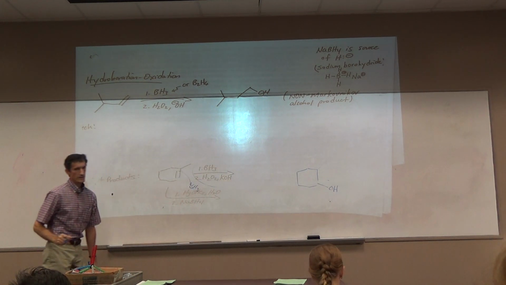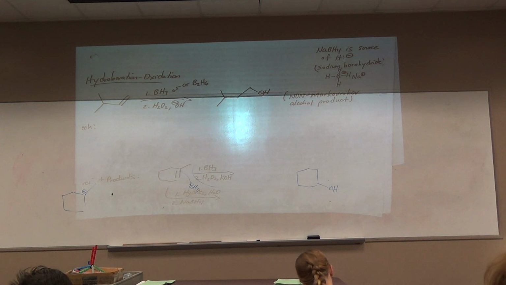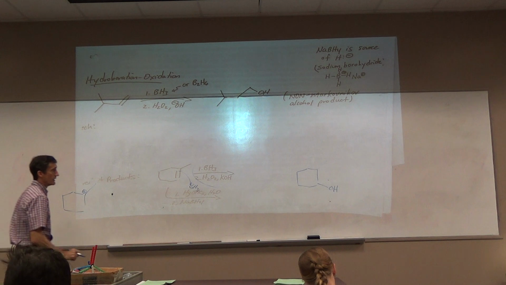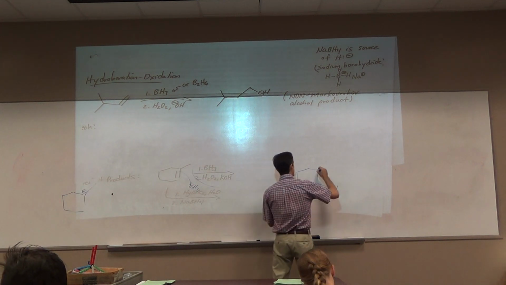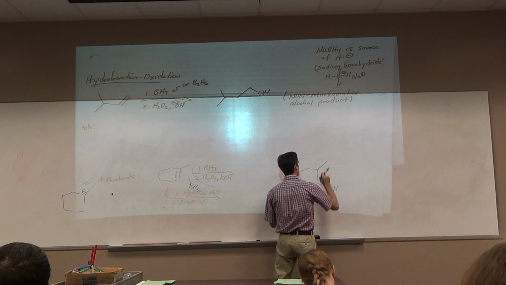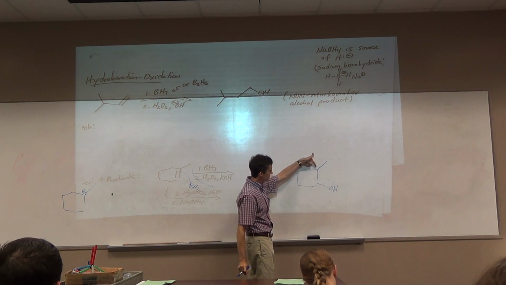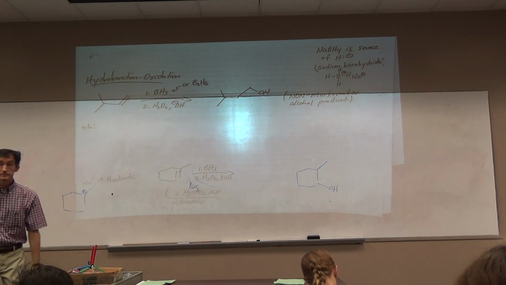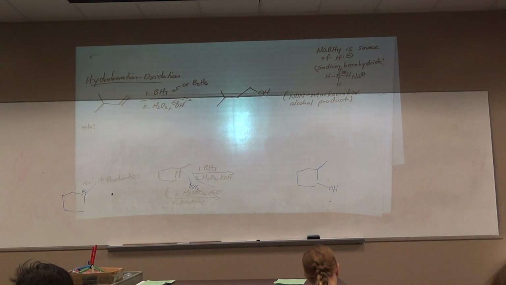Everybody agree that's what we would get? Yes. Methyl there. So there's an OH here, and there's a new H here, and all that adds up to H2O. Okay? But look at that product. You have two groups on a ring. They can be cis or trans. Are those two groups going to be cis or trans?